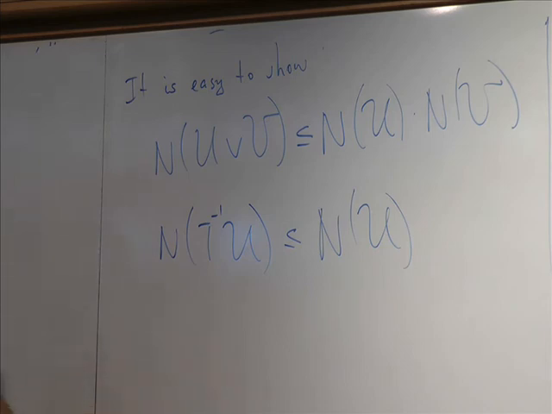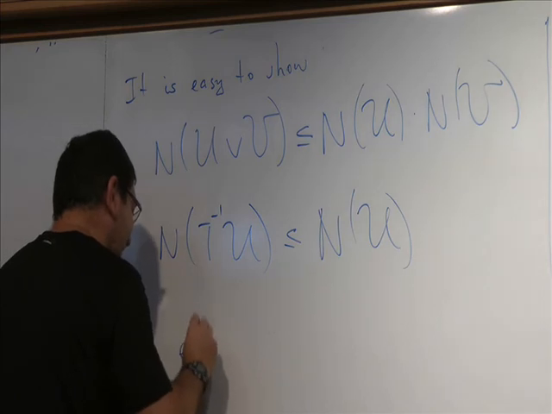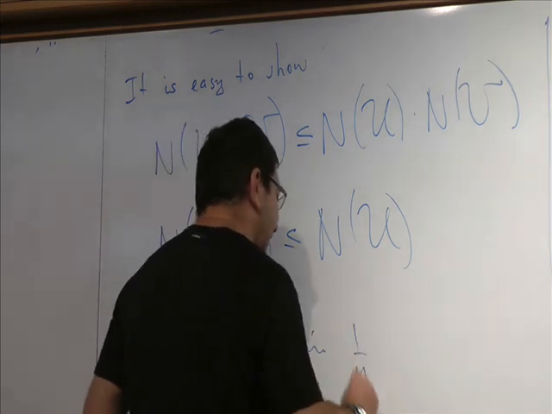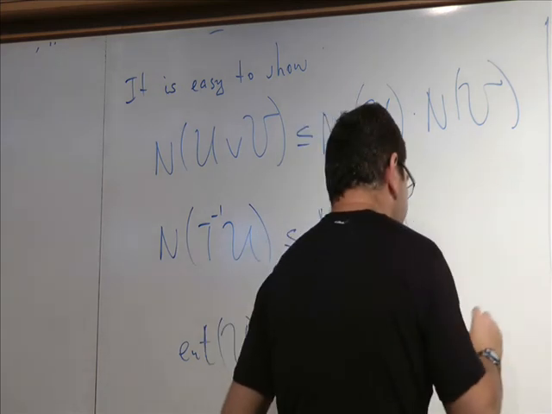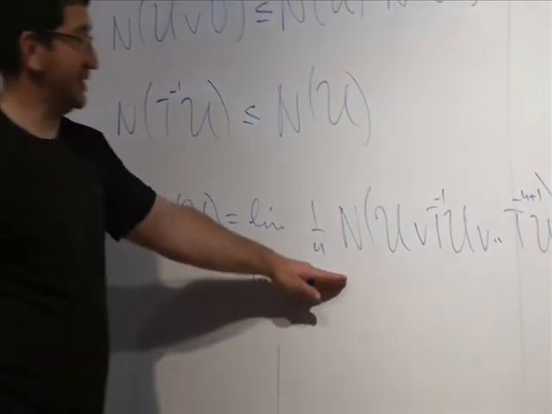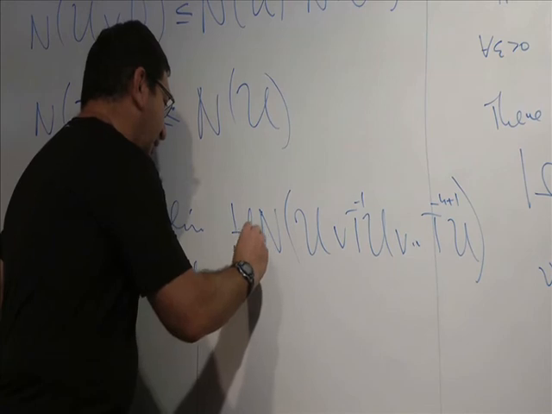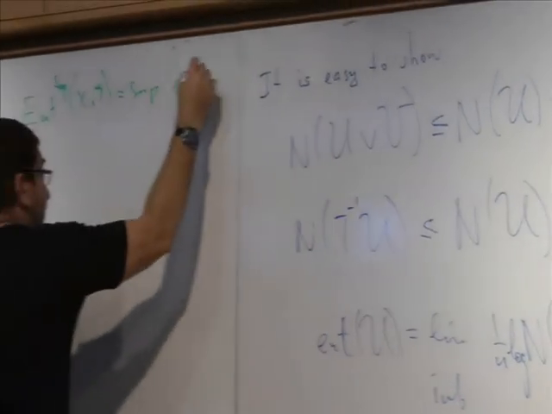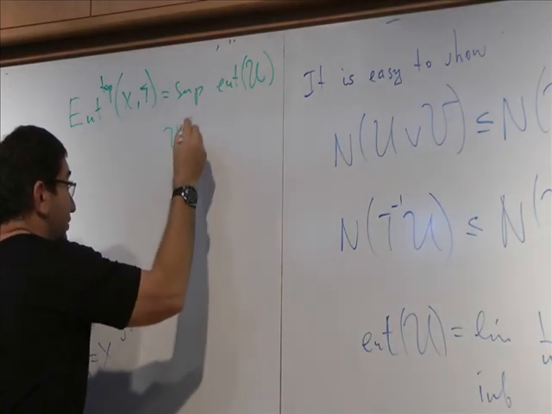Well, what's the next thing to do? Of course, you define the little entropy of U to be the limit, also the infimum, of 1 over n times log N of U_0^{n-1}. Because this is a subadditive sequence, and that's what they are good for, the 1 over n limit exists. And the topological entropy of a system is defined to be the supremum of those, where you run over all covers.